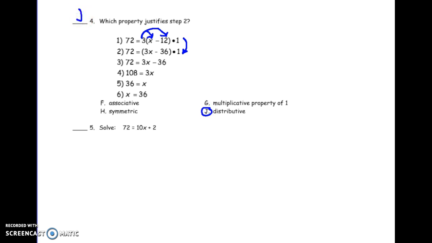Okay, the next one, it says to solve 72. So if it's 72 is equal to 10x plus 2, I'm going to start by subtracting 2 from both sides. It should be pretty easy. 70 is equal to 10x, and then I'm going to divide both sides by 10. When I do that, I'm left with x is equal to 7.